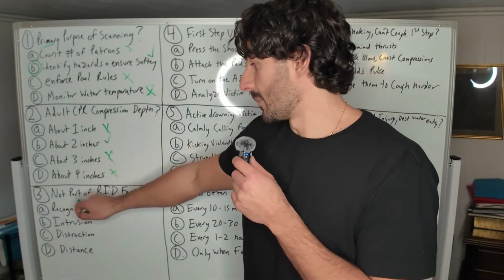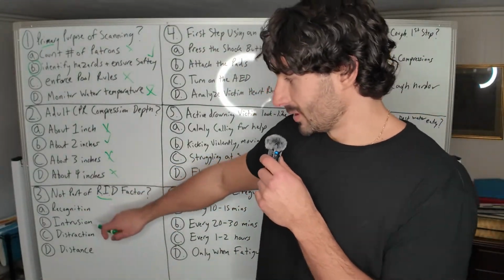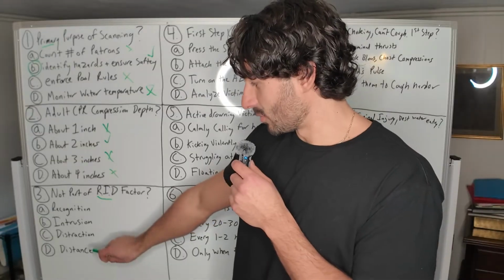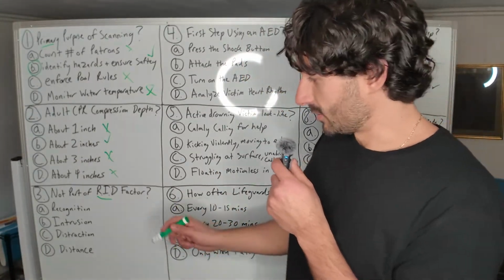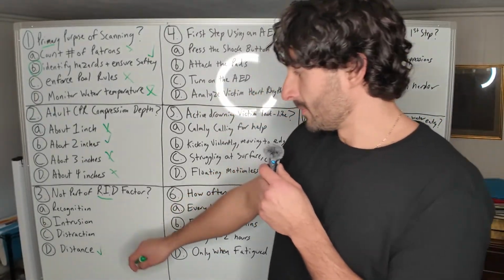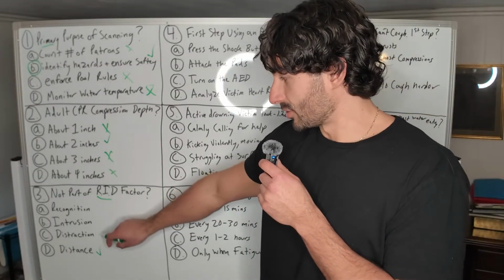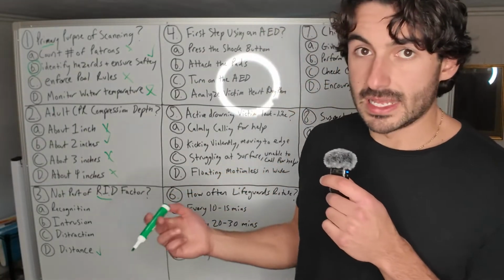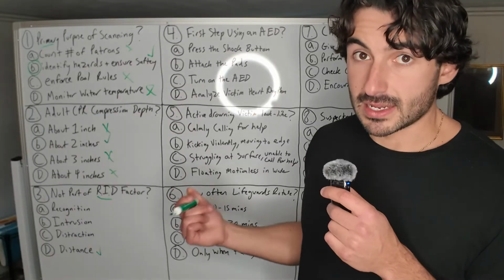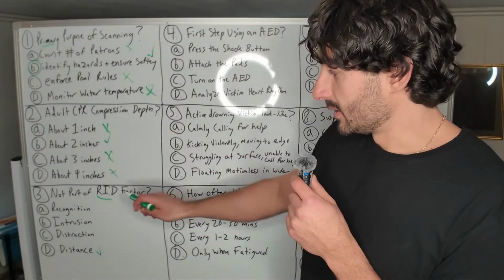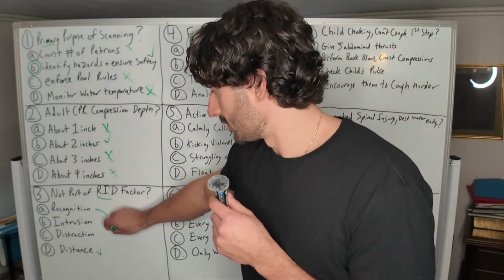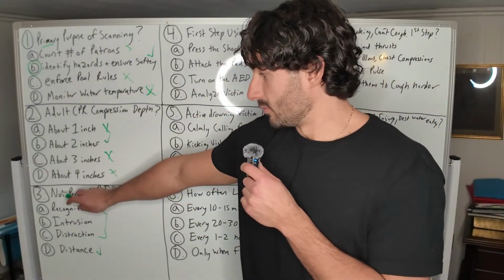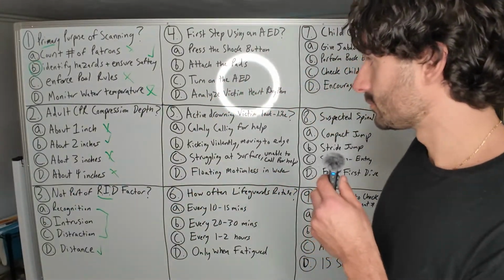So what is not part of RID? Recognition, intrusion, distraction, or distance? The right answer is going to be distance. This isn't part of it. Recognition, intrusion, and distraction are the reasons why you're not able to make a save or recognize a problem while you're lifeguarding. So there's a theme. These 3 are part of the theme. You want to do what's not, and that is distance.